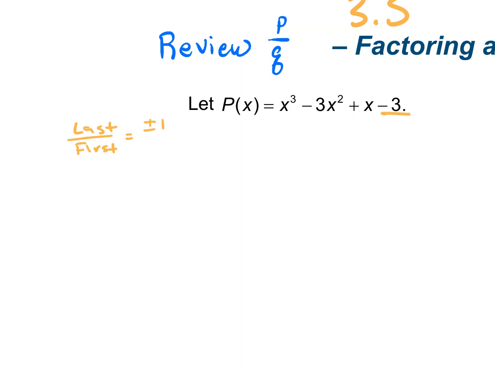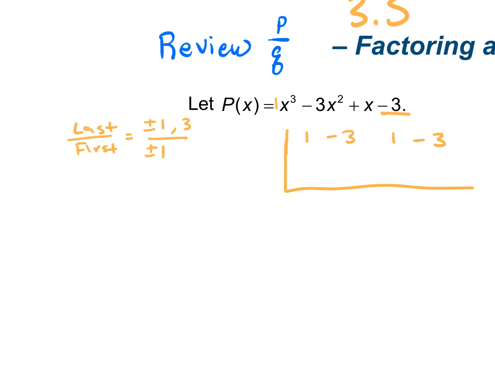1 and 3. So I'm going to say plus or minus 1 and 3 because it could be positive or negative. Over factors of our first, what are factors of the first term? So just plus or minus 1. So that just makes all of these whole numbers. So we're going to do synthetic division. What goes inside the box? 1, negative 3, 1, and negative 3.